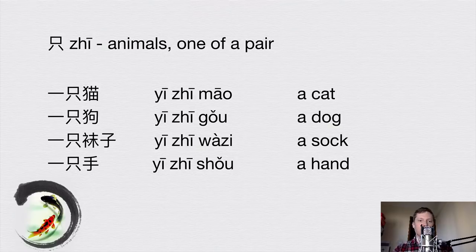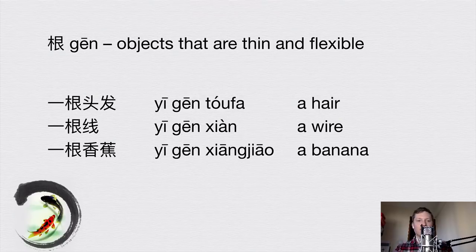And some examples of how this is used. 一只猫 would be a cat. One measure word, cat. 一只狗 a dog. 一只袜子 a sock. And 一只手 would be a hand. Also uses this measure word. And then this measure word 根 is often used for objects that are thin and or flexible.